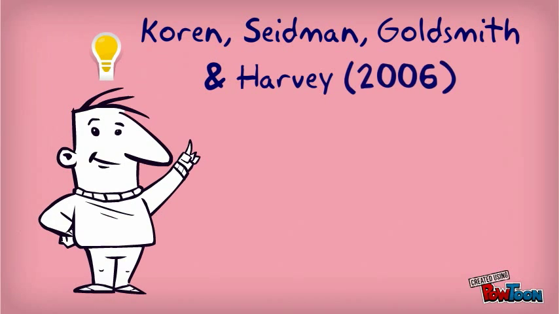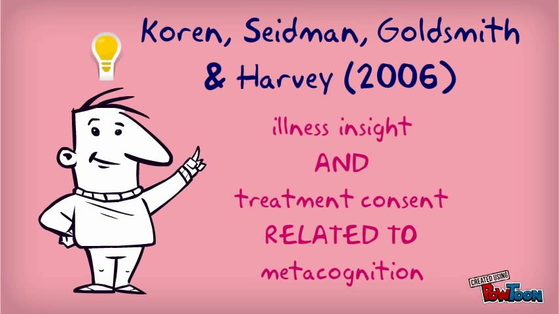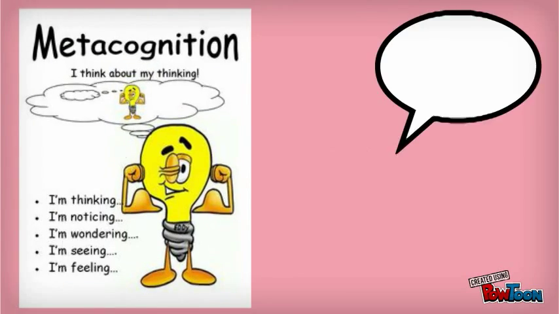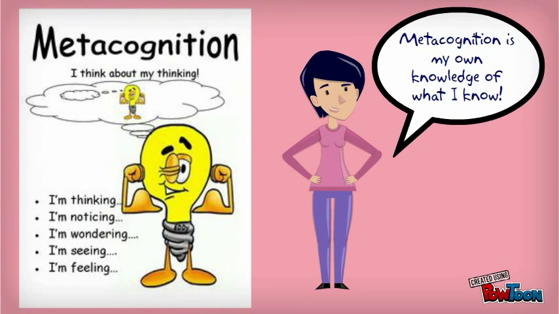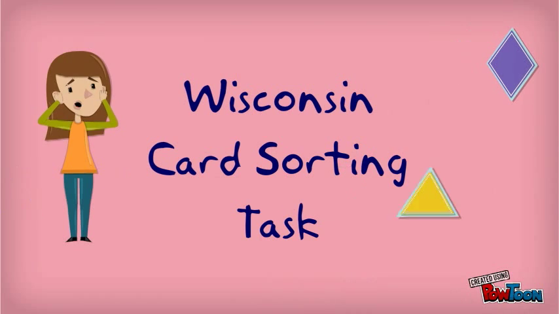Psychologists Corinne, Seidman, Goldsmith and Harvey conducted research in 2006 into how an individual's insight into their own illness and their ability to consent to treatment is related to deficits in metacognition. Metacognition is the knowledge we have about what we know. This study aims to further research into how schizophrenia patients function in the real world, where they may have to make their own decisions about what they say or do. The research is conducted as an experiment using the Wisconsin card sorting task.